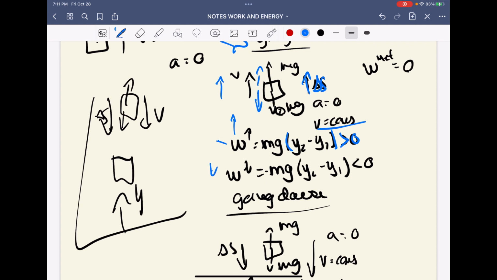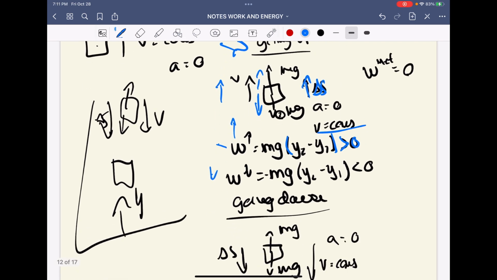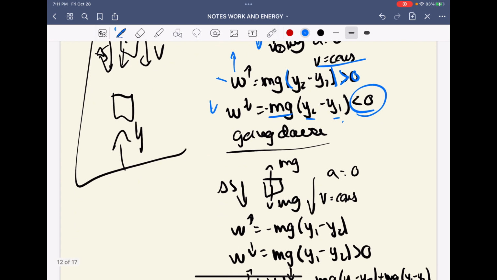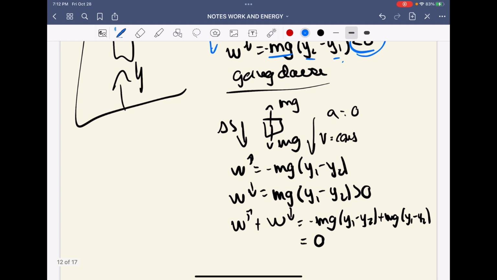Now the downwards direction, since this is going up, this is going to be negative. It's going to be less than 0, so it's going to be equal to minus mg times y2 minus y1, which is obviously the displacement. Going downwards is basically the same thing. You have your displacement that's going down.